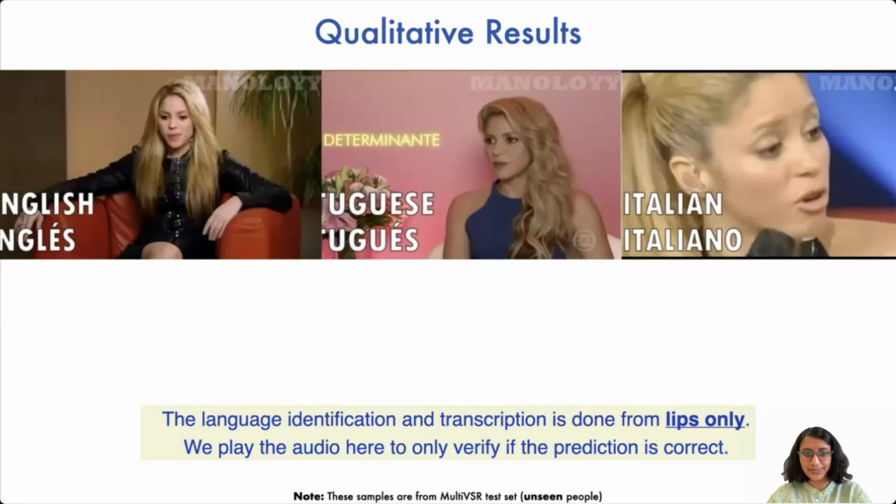Here are a few more examples from our model. And another point, note that all these samples are from unseen identities. The model has never seen these people during training. Thus, the results indicate the true capability achieved by our multitask network.